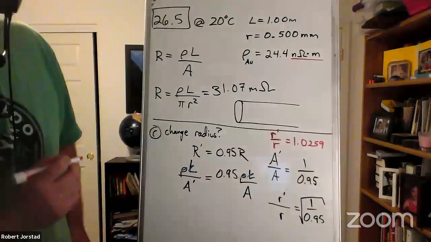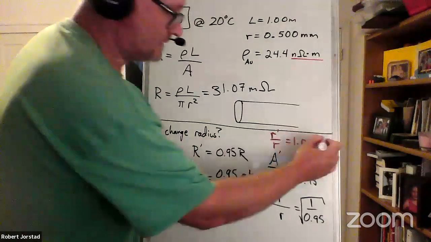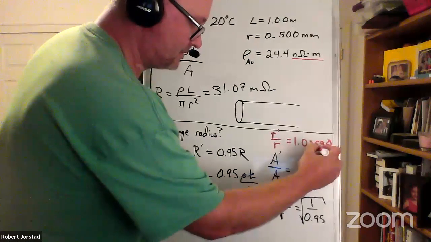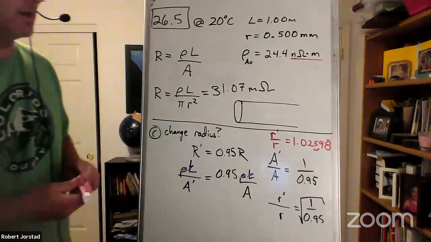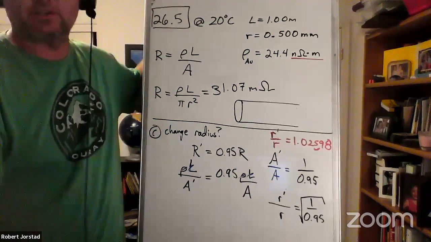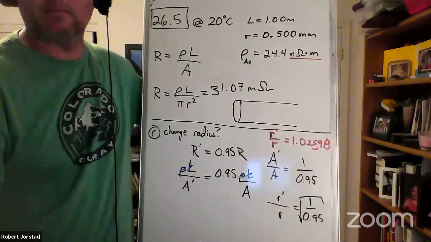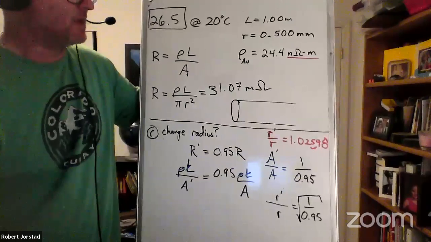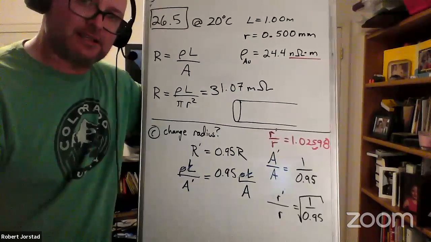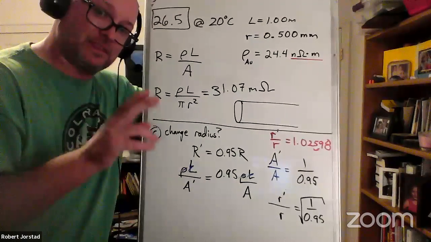Is that right? So 1.026. Let me check that. Yep, that's what I get too. Looking good. All right, and so the idea here is notice a couple of things with this.